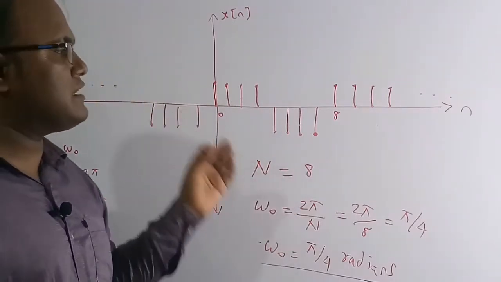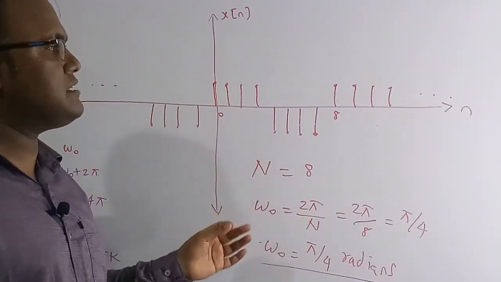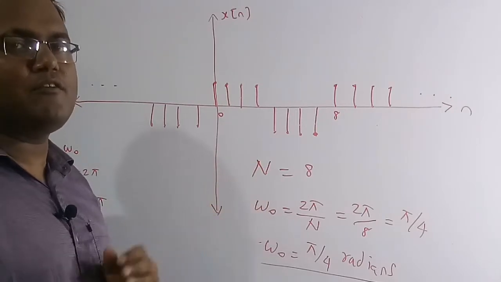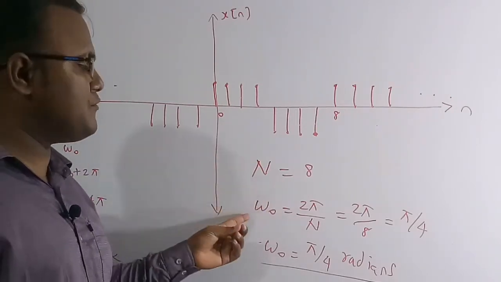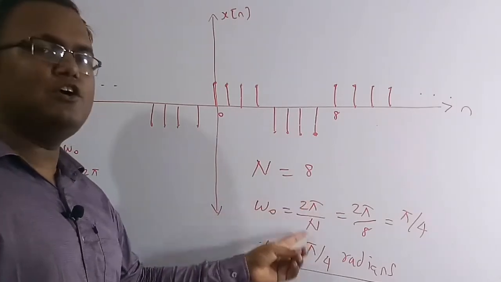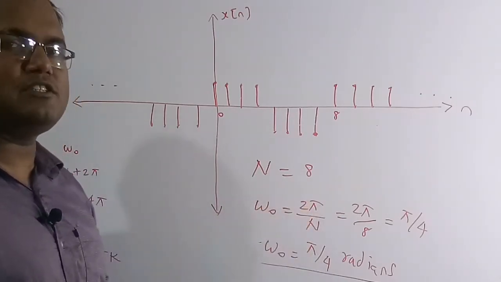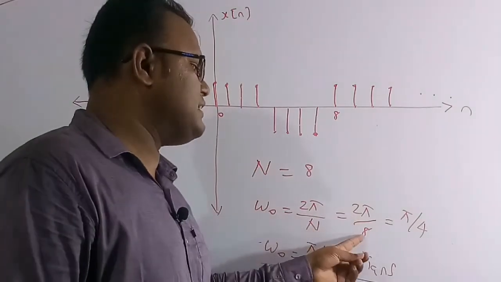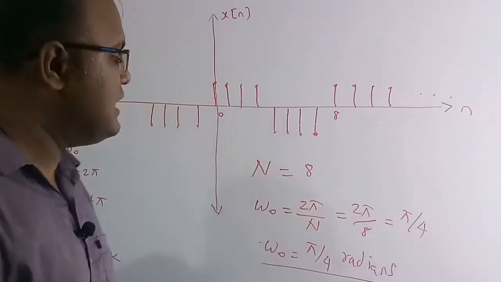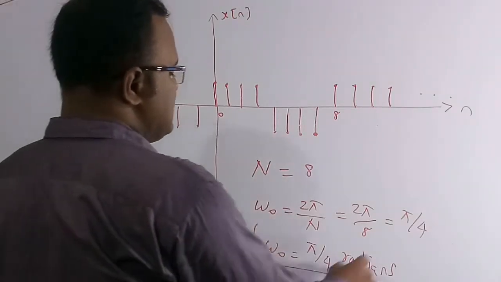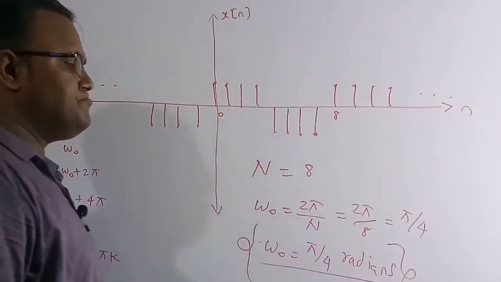So therefore, for this discrete time system, the time period is nothing but the number of pulses which are going to repeat, which is N is equal to 8, so therefore the fundamental frequency is 2 pi by N. 2 pi by N is the fundamental frequency. So therefore 2 pi by 8, if you solve this one, we are going to get pi by 4. So therefore the fundamental frequency of this signal is pi by 4 radians.